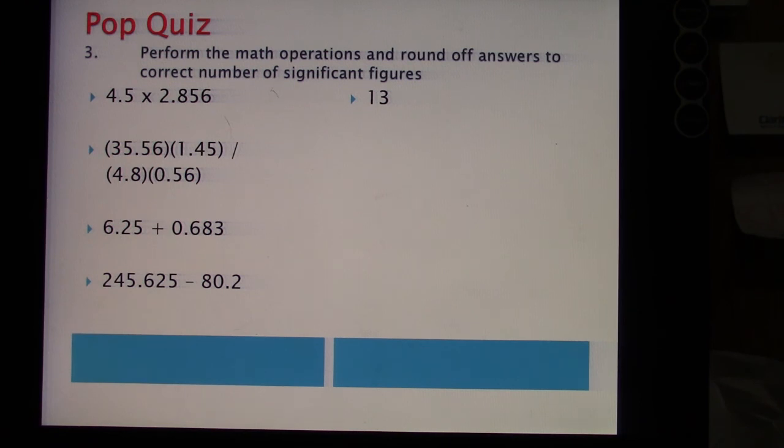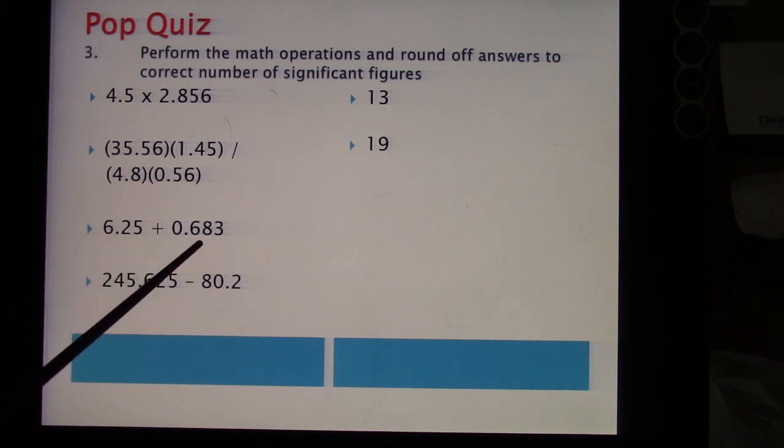The next problem, again, look at the numbers. It has 4 significant figures, 3. These all have 2, so the final answer should only have 2. So do the multiplication and then divide. That's 19. Here's an addition problem.